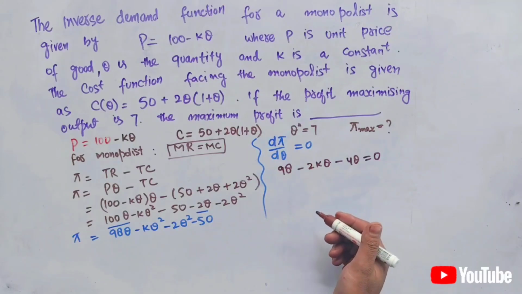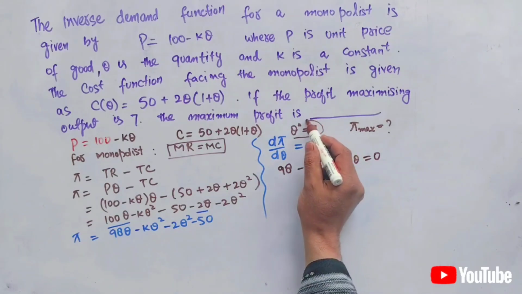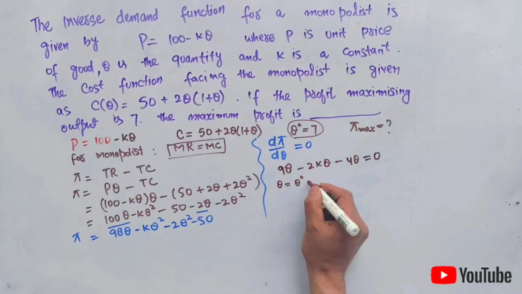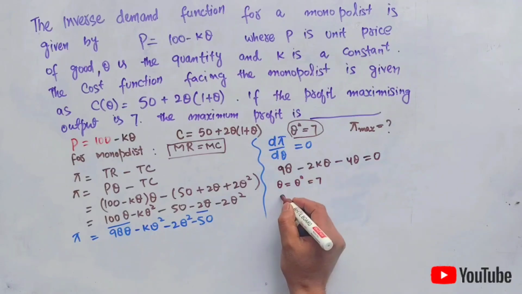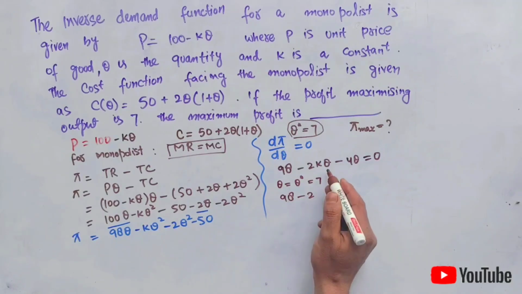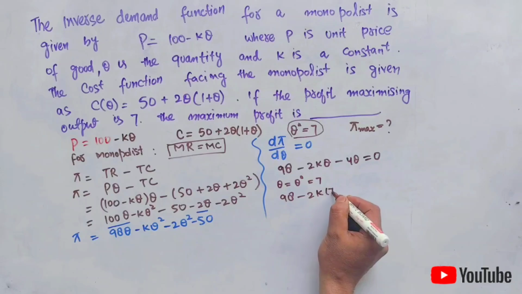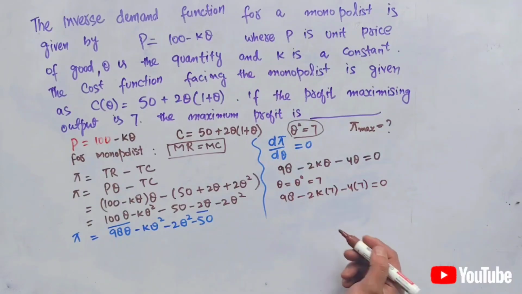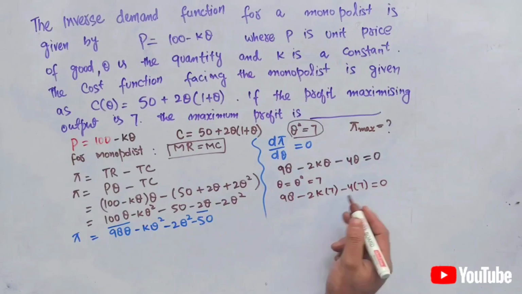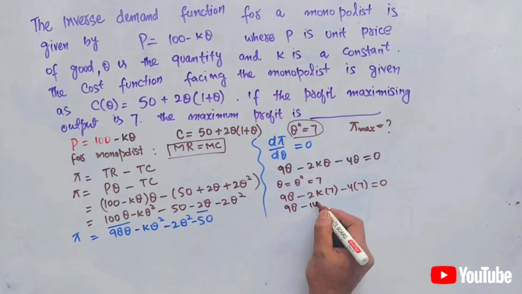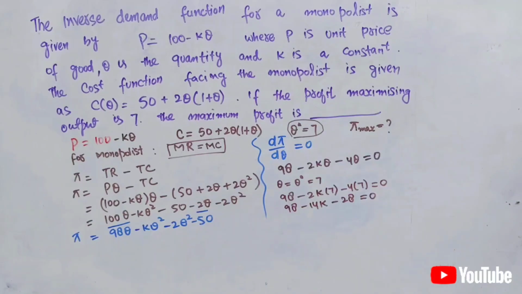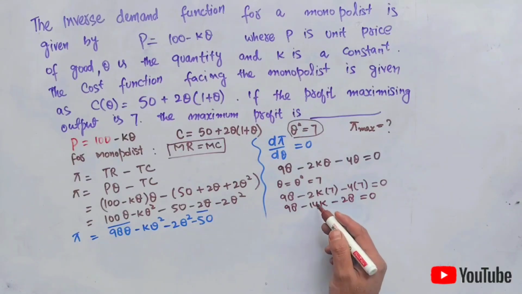We are told that the profit maximizing output is 7. So let us plug in Q equals Q star, which is 7, in this equation. We have 98 minus 2K into 7 minus 4 into 7 equals 0. First we need to find the value of K. Since 4 sevens are 28, we have 98 minus 14K minus 28 equals 0. So we have 98 minus 28, or let us transpose it here.